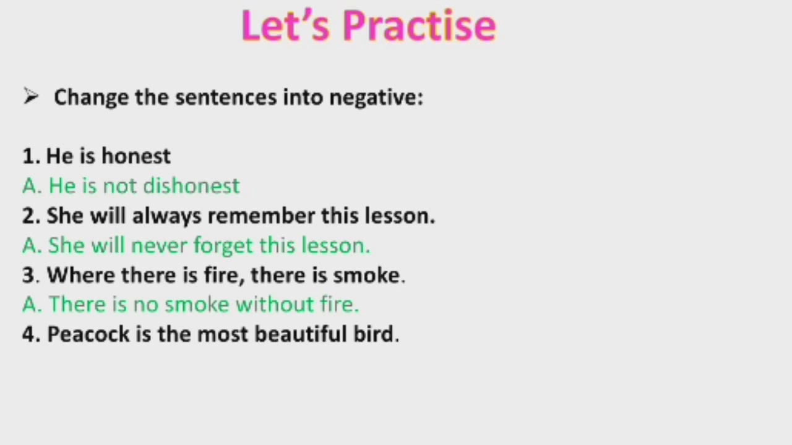So "peacock is the most beautiful bird" is the superlative degree affirmative sentence, and now we are converting it into a negative sentence. So, no other bird is as beautiful as peacock. That means that peacock is the most beautiful bird. So now again we have converted from affirmative to negative, maintaining the meaning.